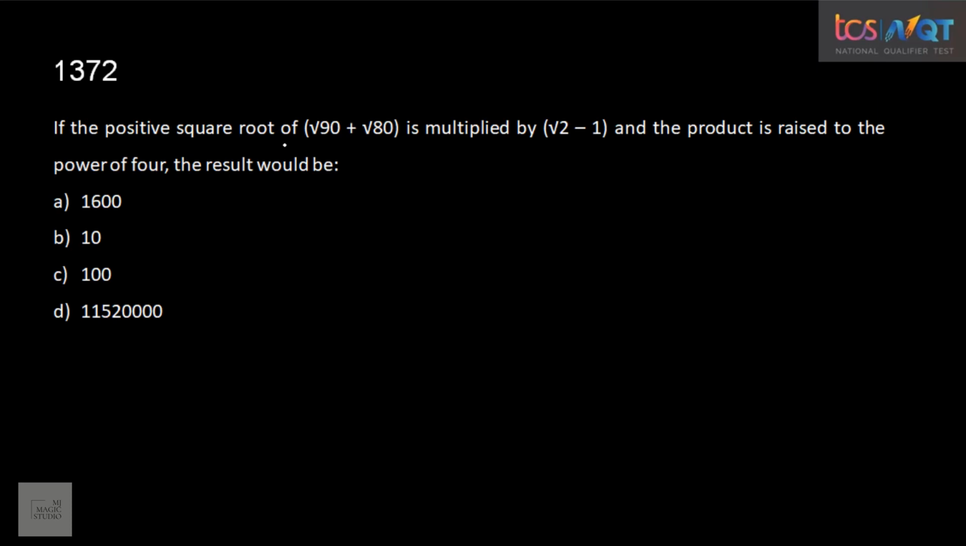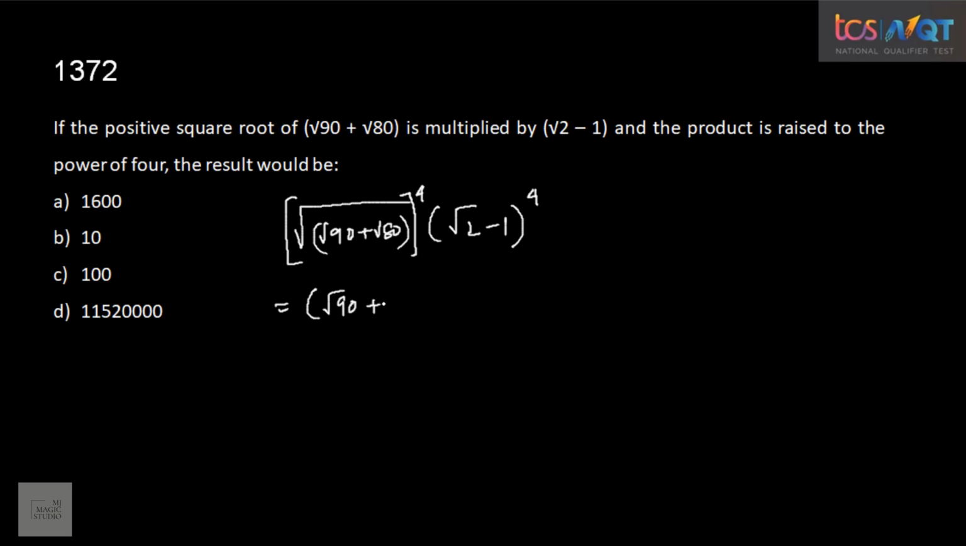If the positive square root of root over root 90 plus root 80 is multiplied by root 2 minus 1, and the product is raised to the power of 4, then what would the result be? Now this is a root, and on this root if we have power 4, that means this will be root 90 plus root 80 whole square into square is square. Root 2 minus 1 whole square is 2 plus 1, that is 3 minus 2 root 2 whole square.